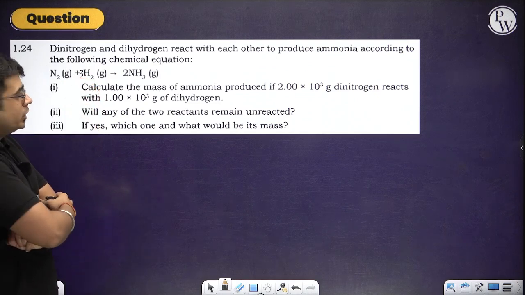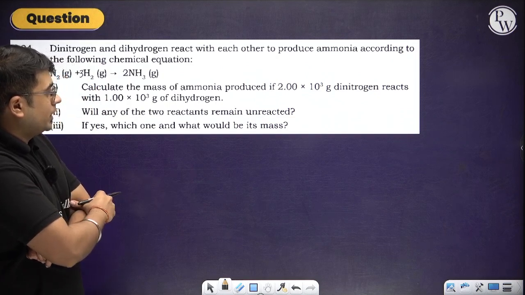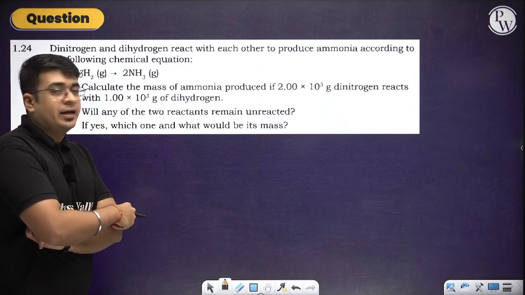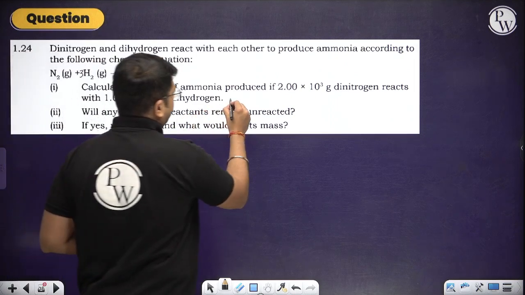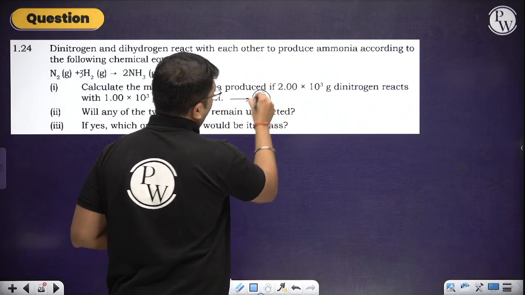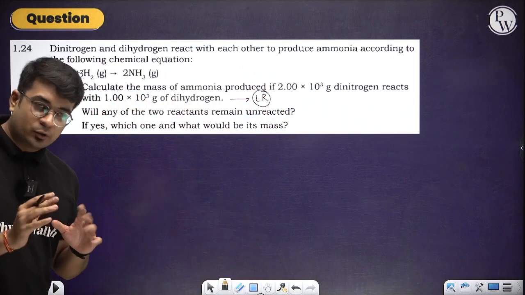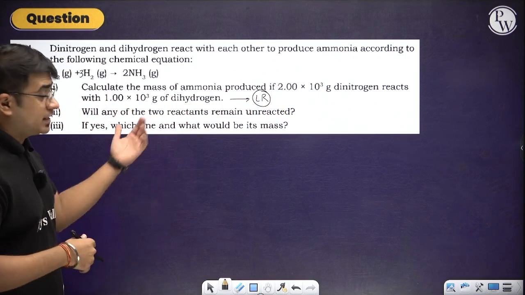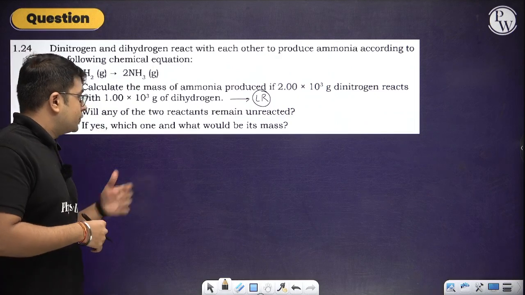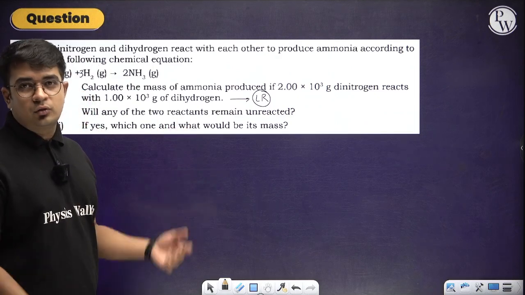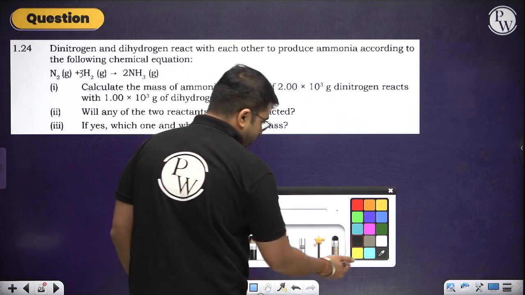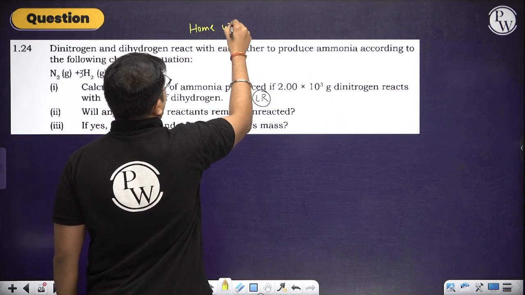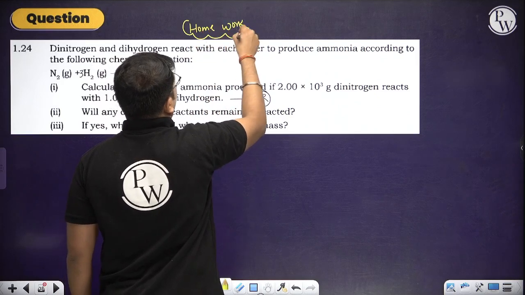Calculate the mass of ammonia produced if 2 multiplied by 10 raised to the power 3 gram of dinitrogen reacts with 1 into 10 raised to the power 3 gram of dihydrogen. It means the concept of limiting reagent, because the data of both the reactants is given. Will any of the two reactants remain unreacted? That we have to find out, if there is any limiting reagent or not. If yes, which one and what would be its mass? So you know how to deal with the calculation. I am giving this question as your homework. Just do it by yourself.